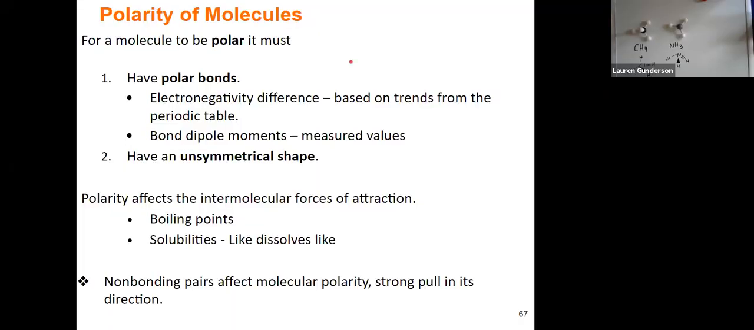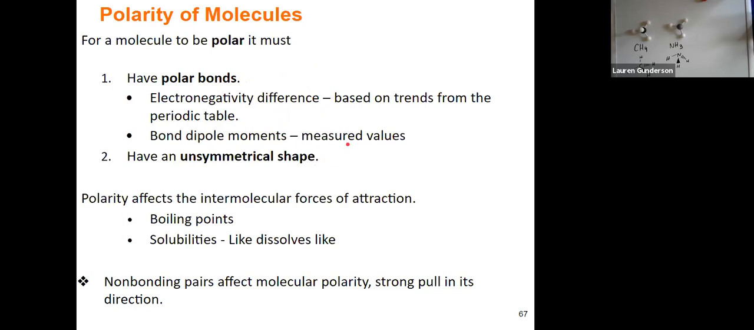Okay, the next thing we need to discuss is the polarity of the different molecules that we are forming here. All right, for a molecule to be polar, it needs to meet two conditions. It's going to have polar bonds, and it's going to have an unsymmetrical shape. Now we're going to determine whether or not it has polar bonds based on the electronegativity differences of the atoms making up the bond. We can use the bond dipole moments that we already looked at.